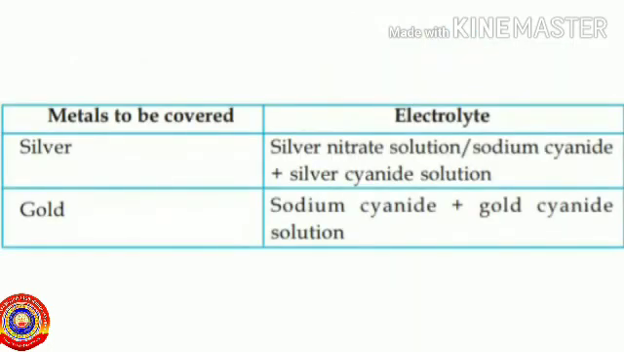Students, as I told you, a salt solution of the metal to be coated is taken as the electrolyte. So, if we are using silver as the metal to be plated, we have to use either silver nitrate as the electrolyte or a mixture of sodium cyanide and silver cyanide solution. If gold is to be plated over another metal, then we have to use a mixture of sodium cyanide and gold cyanide solution as the electrolyte.